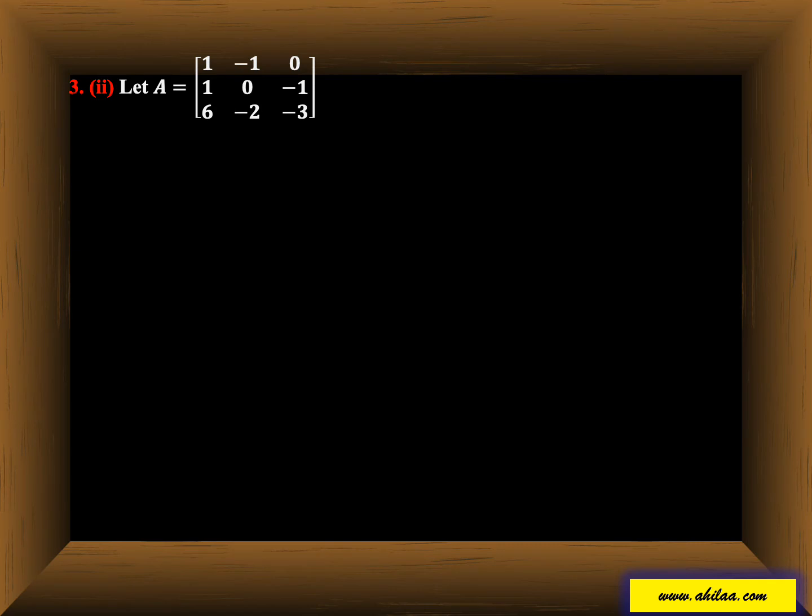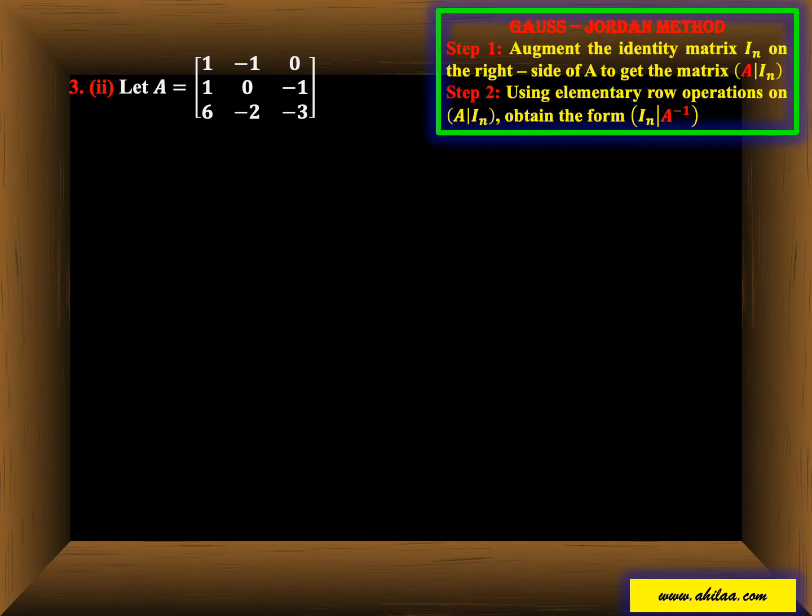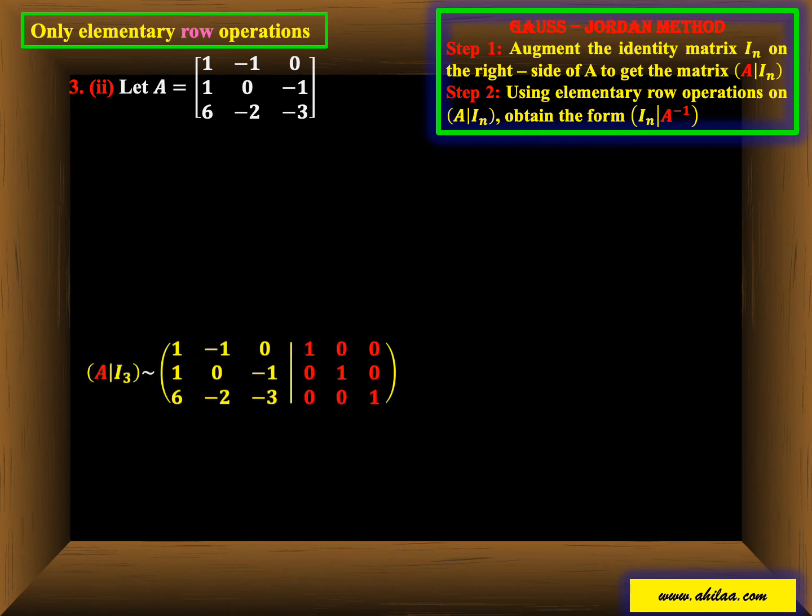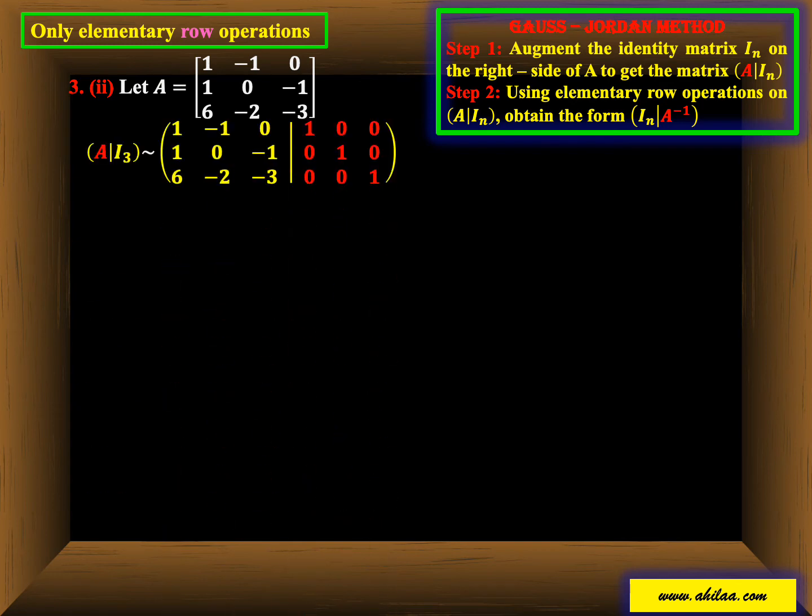Now, the second problem is a 3 by 3 matrix. Let A equal to 1, minus 1, 0, 1, 0, minus 1, 6, minus 2, minus 3. Remember the steps in the Gauss-Jordan method, okay, and we make only elementary row operations, okay. Next, augment the matrix [A | I3]. Instead of A, substitute the given matrix values, and I3 you know: 1, 0, 0, 0, 1, 0, 0, 0, 1. First we inspect the A11 element, which we need to be 1, which is 1 here, so it's fine. We can skip to the next step.